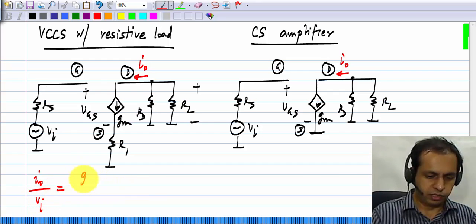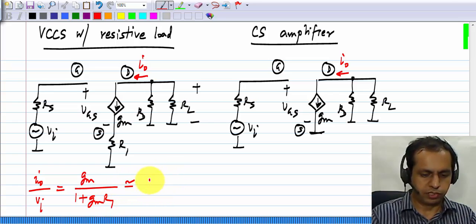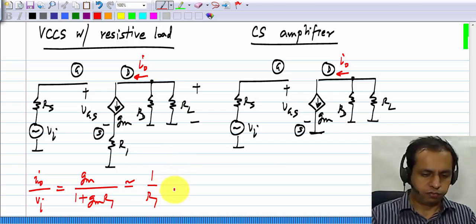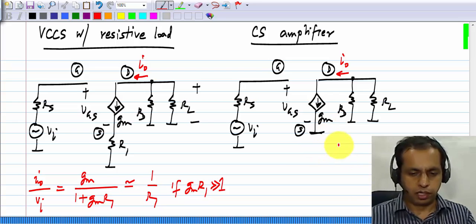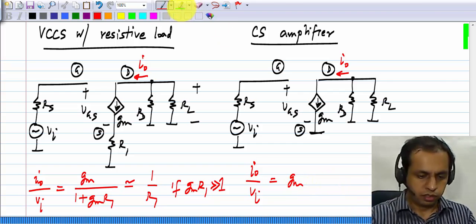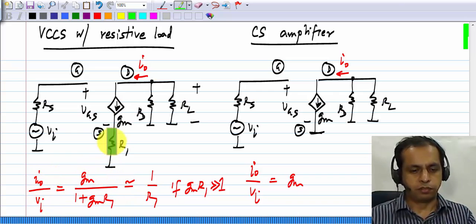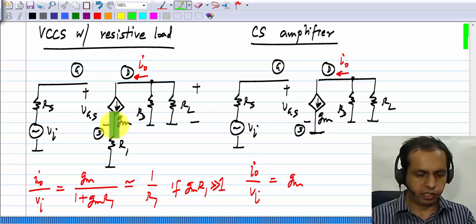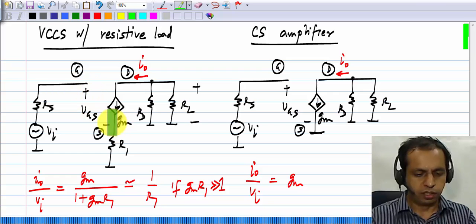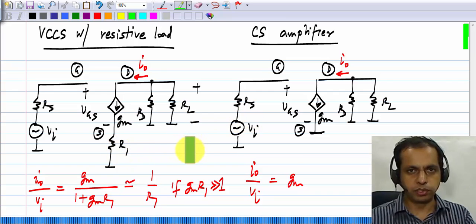I0 by Vi here is Gm by (1 plus Gm R1), which approximates 1 by R1 if Gm R1 is much more than 1, and in this case I0 by Vi equals Gm. So this has a smaller transconductance I0 by Vi, and it is referred to as degenerating the transistor. By connecting a resistance between the source terminal and ground, the effective gate source voltage here is smaller than Vi, whereas the gate source voltage here is exactly equal to Vi. So the transconductance is reduced.